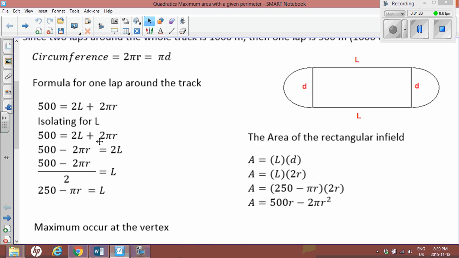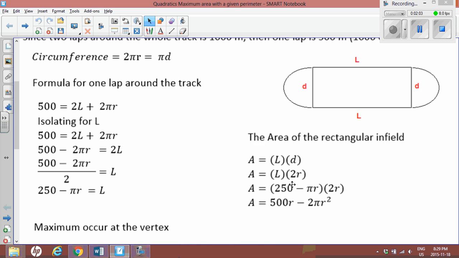500 equals 2L plus 2 pi r. 500 minus 2 pi r equals 2L. Then we divide by 2, and we get 250 minus pi r equals the length. We know the area of the rectangular infield is going to be length times diameter. Okay. Our diameter, we can change to be 2r instead of d. So we're going to substitute that in here.